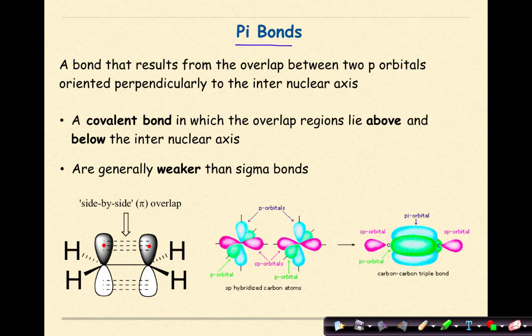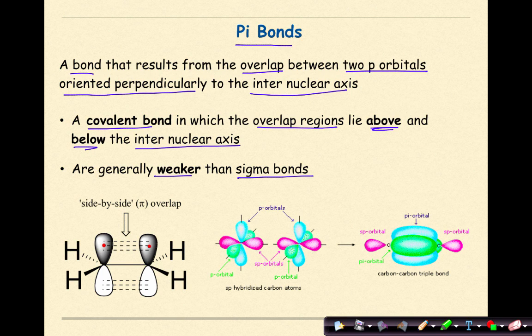What are pi bonds? Pi bonds are a bond that results from the overlap between two p orbitals oriented perpendicularly to the internuclear axis. A covalent bond in which the overlap region lies above and below the internuclear axis is generally weaker than sigma bonds. So let's look at a couple of diagrams.